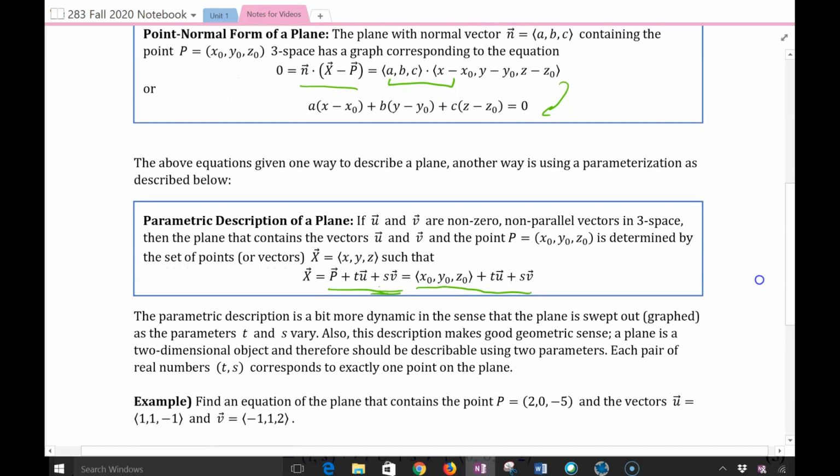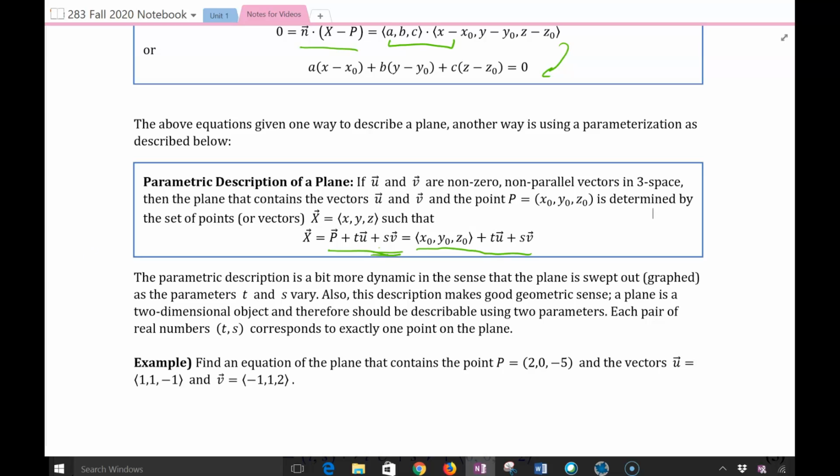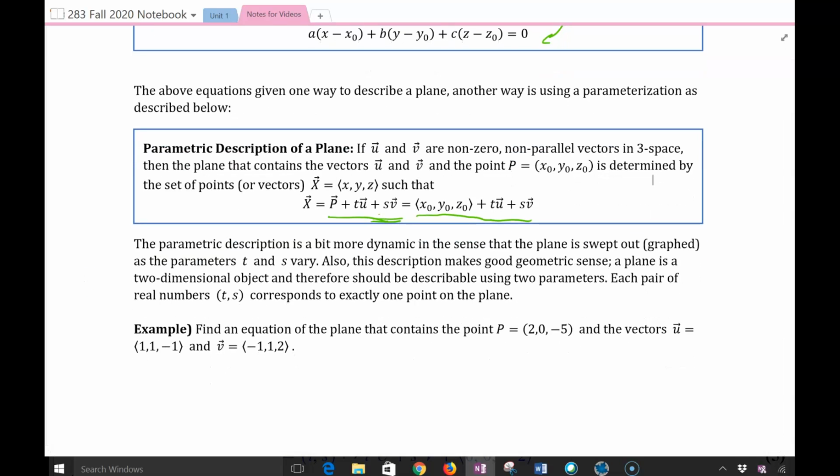For this one, for this parametric description or vector description, you still need to know a point in the plane, and then you need to know two non-zero vectors, non-parallel to each other in 3-space, that lie in the plane, or that the plane contains.